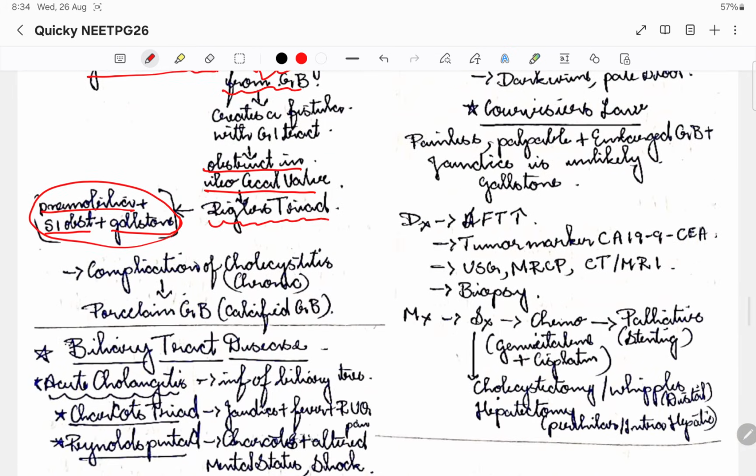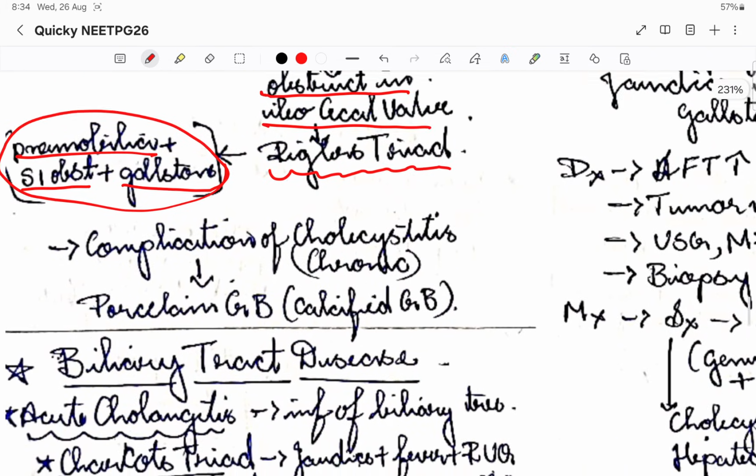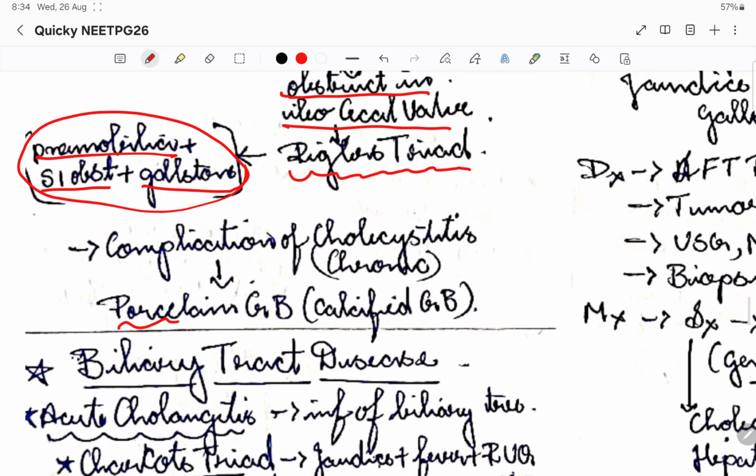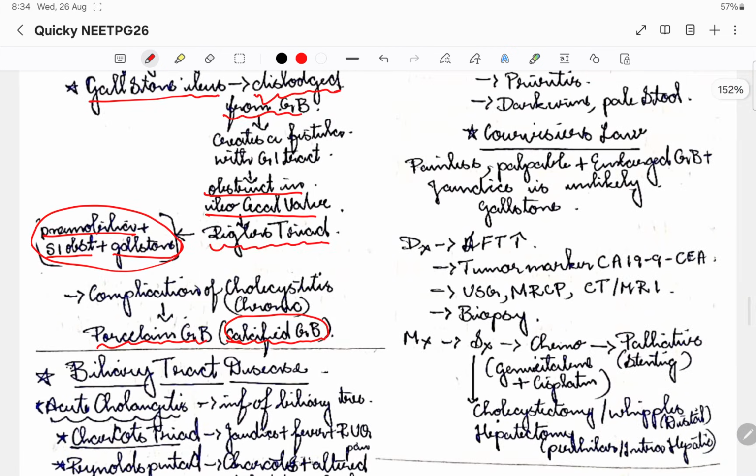The complication of cholecystitis, if it is a chronic case, is porcelain gallbladder, basically a calcified gallbladder. That is why in gallbladder pathology, Courvoisier's law tells that the gallbladder won't be palpable. The reason it won't be palpable is because of the shrinking from all this chronic inflammation that has happened.